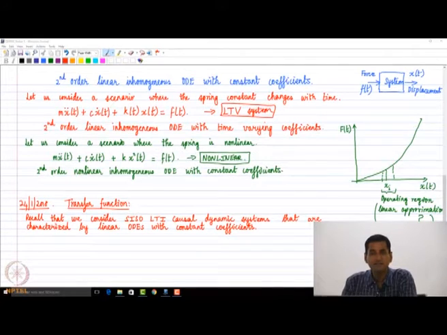We are dealing with single input, single output systems, what we abbreviate as SISO, and linear time invariant causal dynamic systems. So that are characterized by linear ordinary differential equations with constant coefficients, right? So that's what we have been discussing. And in the last class, we looked at how one could use the Laplace transform to solve such equations, right? So that's something which we looked at in the previous class.